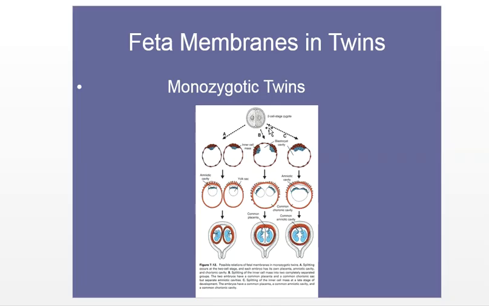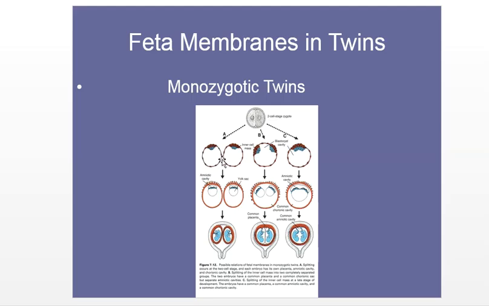stages, as you see in the picture. The earliest separation is believed to occur at the two-cell stage, here in this stage, in which case two separate zygotes develop. You can see two zygotes developed.